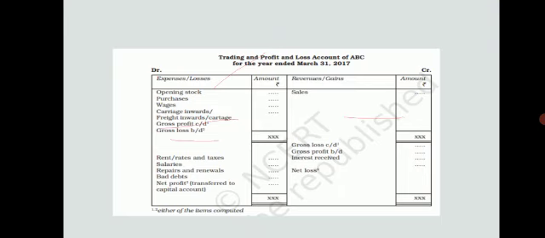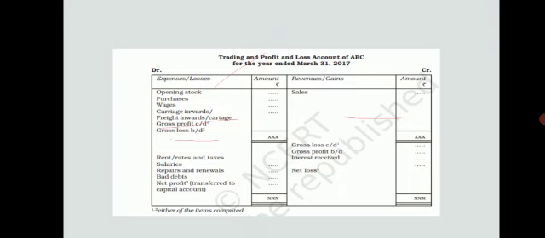Right. So trading account starts with opening stock. Then we have purchases. There we deduct purchases return and we take the net purchases. Wages, all expenses which are directly related to manufacturing activity, we write in the trading account. So wages, carriage inward, freight inward. The outcome of trading account is either gross profit or gross loss.